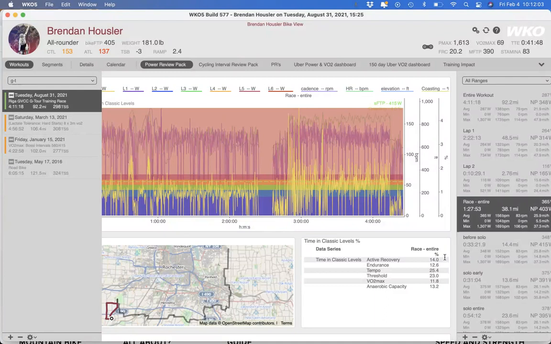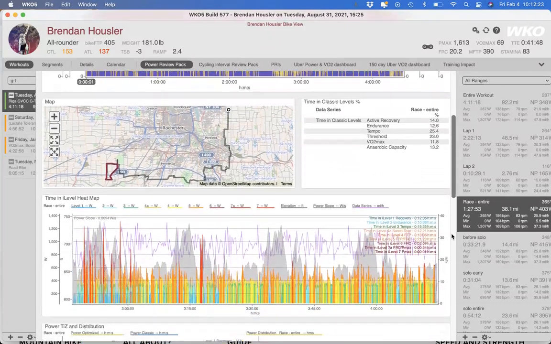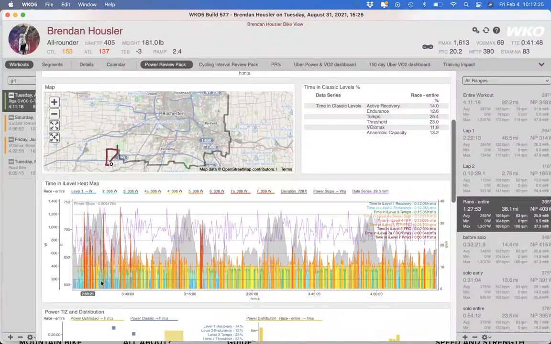When you look at this race, 14% in active recovery for a road race would be horrible. That would be called failing. Normally that would be 40, 50%. It depends if you're in the break or not in the break, but it should be way more. There's a huge distribution amongst all zones, and a very, very aggressive start as normal.